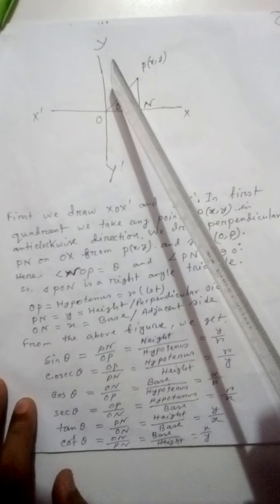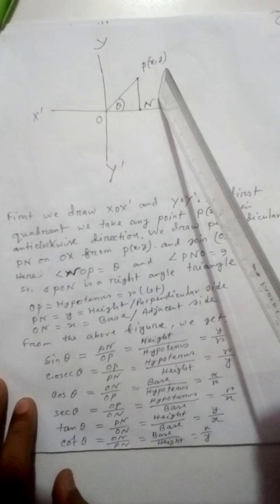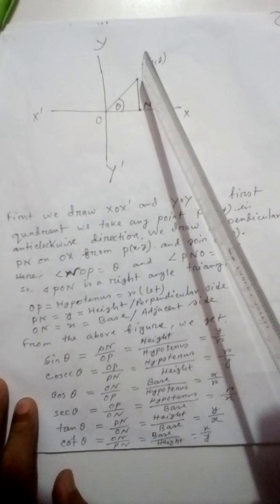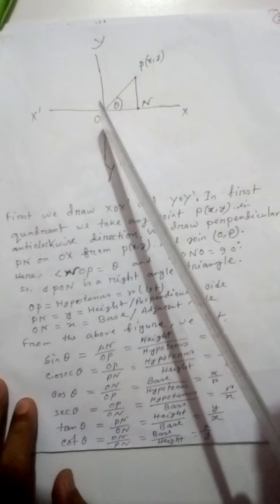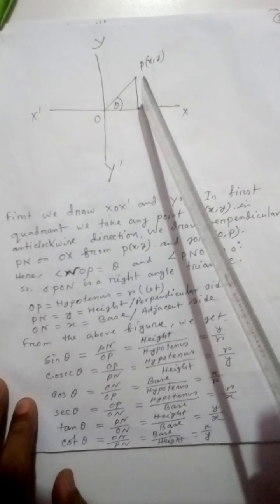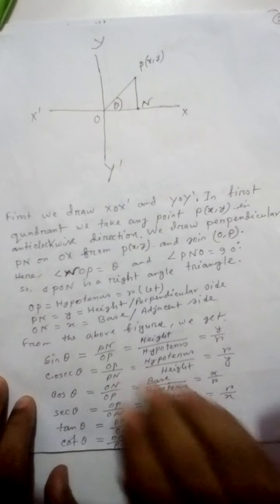Cosec theta equals OP divided by PN, that means hypotenuse divided by height equals R divided by Y. Cos theta equals ON divided by OP, that means base divided by hypotenuse equals X divided by R. Sec theta equals OP divided by ON, that means hypotenuse divided by base equals R divided by X. Tan theta equals PN divided by ON, height by base, that means Y divided by X. Similarly, cot theta equals ON divided by PN, that means base divided by height equals X divided by Y.